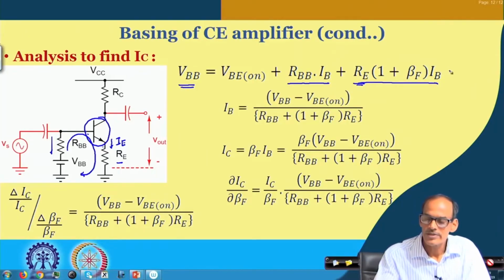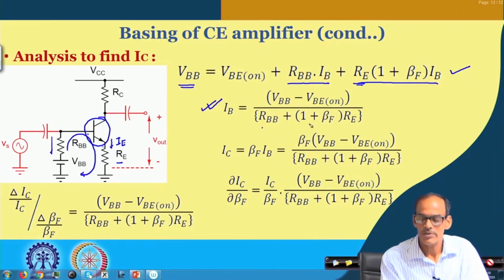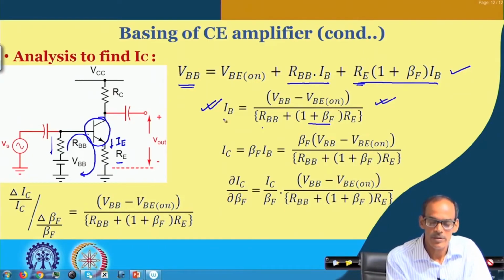So if we rearrange this equation to get the expression of IB by taking IB on the left side, what we are getting here is IB equals VBB minus VBE on divided by RBB plus 1 plus beta into RE. Note that here there is no approximation. So, as I said, if we consider two special cases, the same equation will help us to find the expression of the base current.